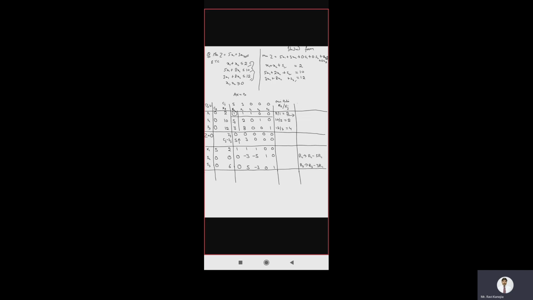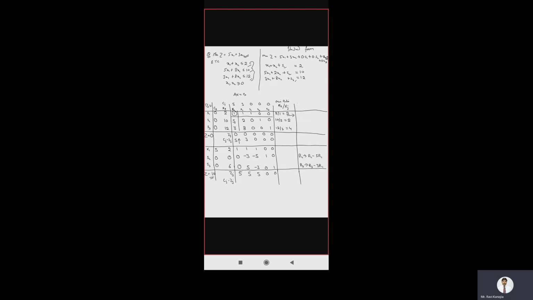Now let's find out Z. Z at this instance is 5 times 2, which is 10. So we have moved from 0 to 10. Now let's find out Zj. Zj is 5 because we have 5 here, and here we will have 5, and over here we will have 5, then 0 and 0.